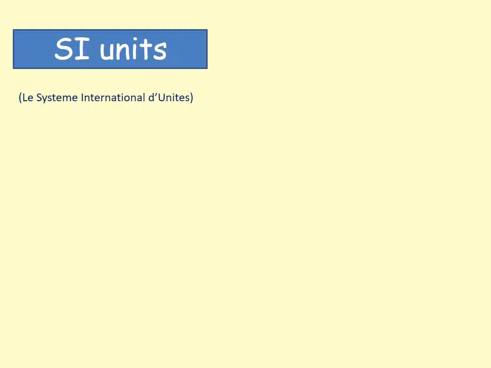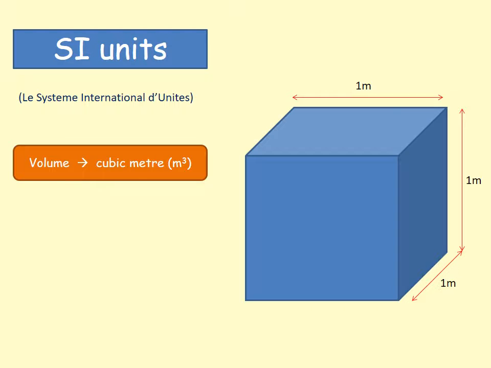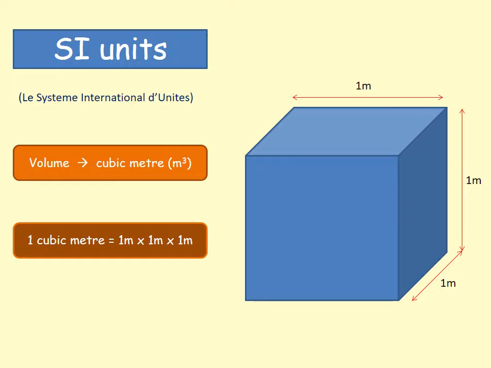So, the first thing we have to do when dealing with measurement is look at the International System of Units. Basically, that is the series of units everybody on the planet uses. For volume, it's the cubic meter. 1 meter by 1 meter by 1 meter would be a cubic meter. And that's what's given there.